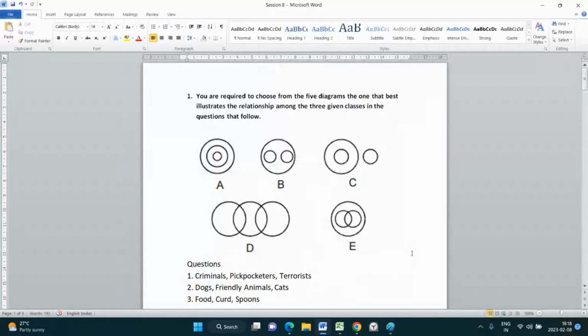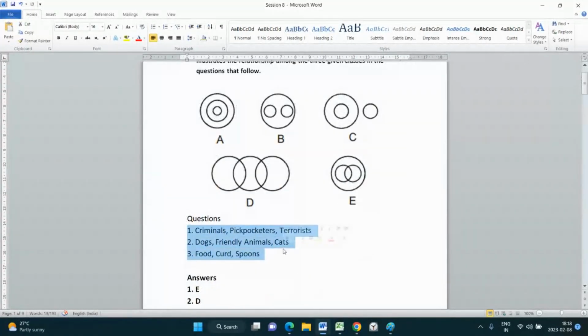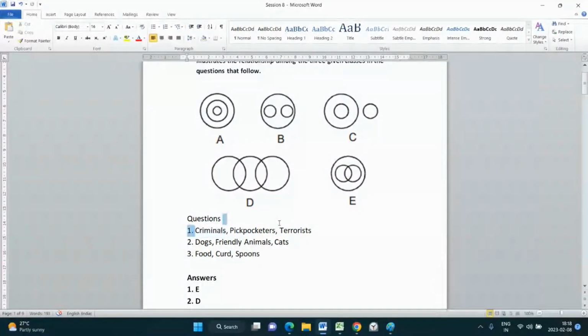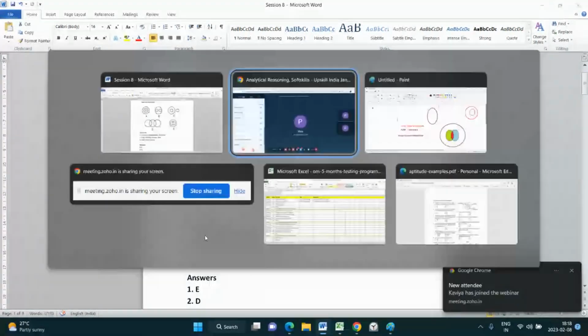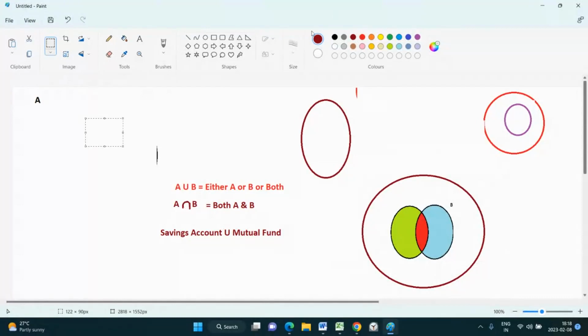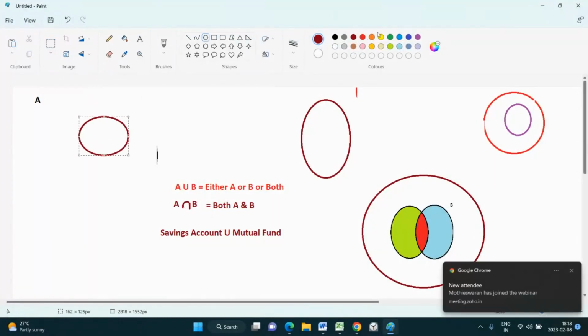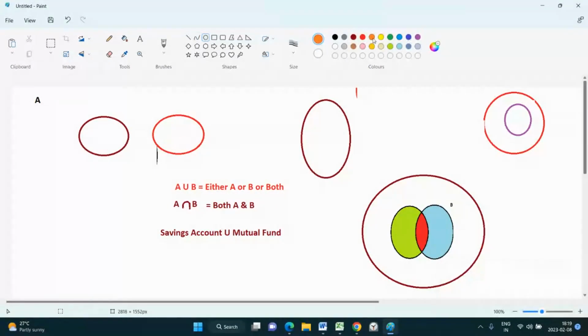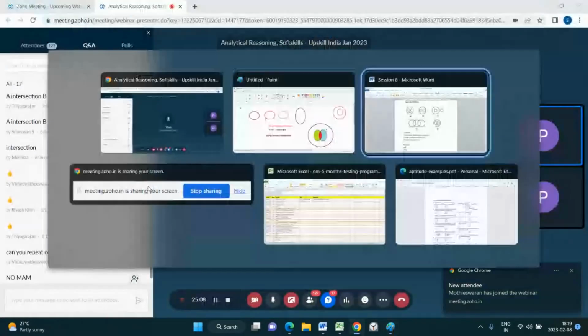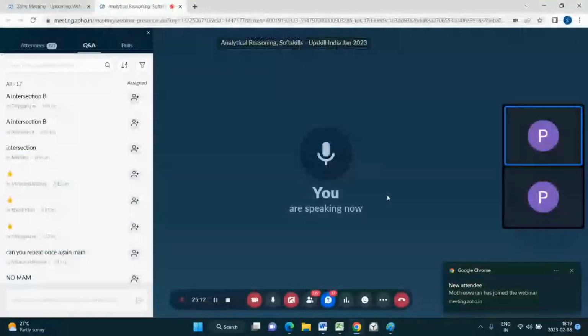There are some Venn diagrams given and there are some situations given here. They are asking us to map these with one of the diagrams given. Criminals, pickpocketers, and terrorists. I want to know the qualities of each one. There is a criminal block, a terrorist block, and there are pickpocketers. I want to map these three into one of the options given. Now I want to find out the relationship between all three.